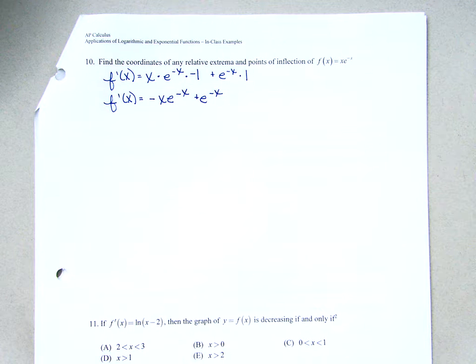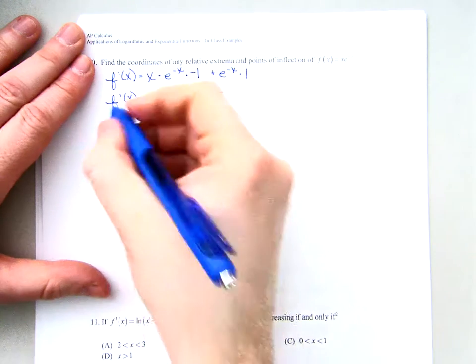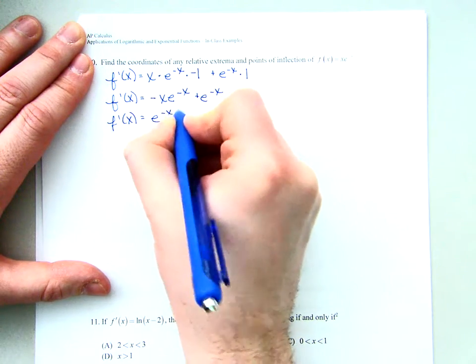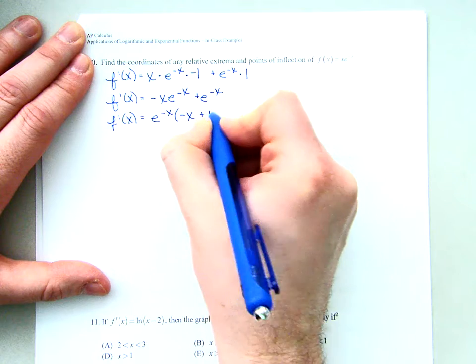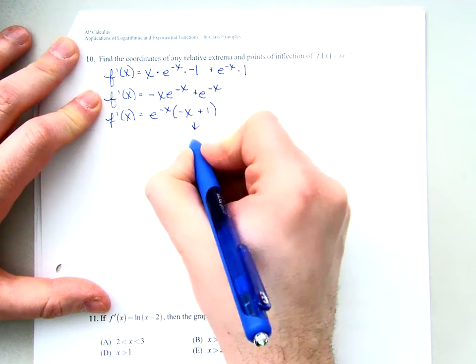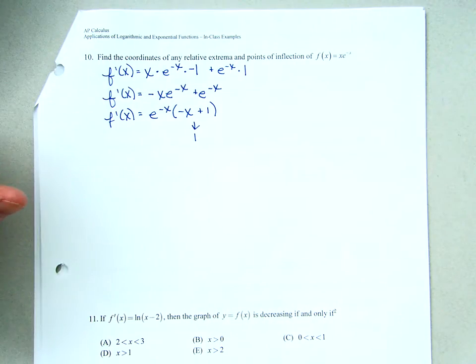What can we do to this? Take out what? E to the negative x. Okay. We are going to get e to the negative x times negative x plus 1. And I think one of the critical values should be very easy to find. I agree. From negative x plus 1, you're going to get x equals 1.